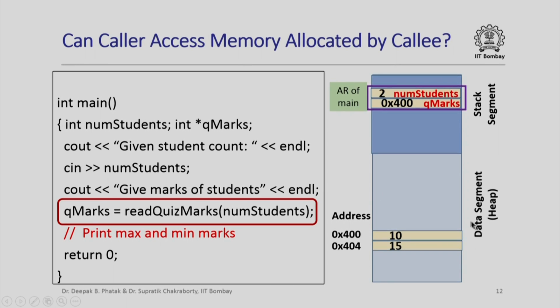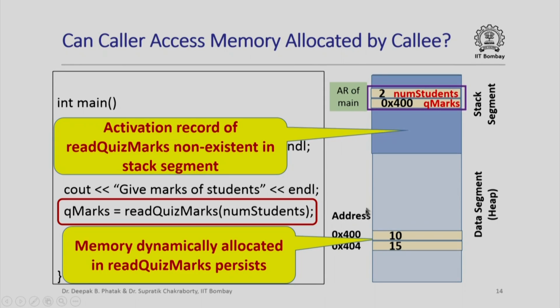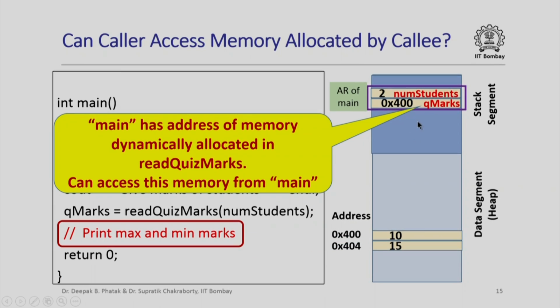Note that the two array elements allocated in the data segment have stayed back, but now I can no longer call them marks 0, marks 1, because I have returned from the read quiz marks function, in which marks 0 and marks 1 were the elements of the local array. Now I have come out of this function, so I cannot call them using marks 0 and marks 1. So although the activation record of read quiz marks is non-existent in the stack segment, the memory that was dynamically allocated in that function still persists, and interestingly the main function has the address of this dynamically allocated memory, so it can access this memory.